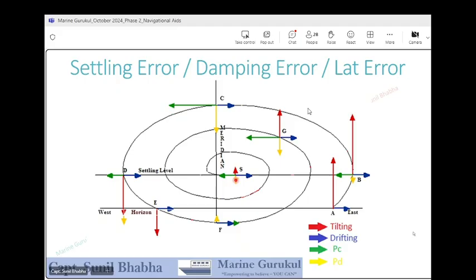Also, we observe that the settling position is above the horizon. You can see this is the horizon represented in the diagram, and we see clearly that the settling position is above the horizon. And also the settling position is east of the meridian. You can see this vertical line which is shown by the laser pointer is the meridian, and we can see that our settling position is east of the meridian.